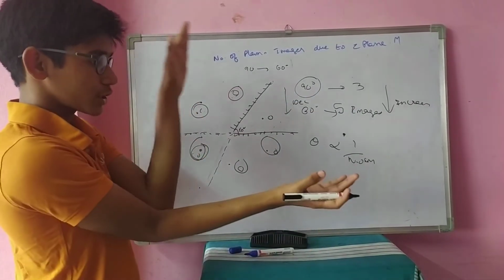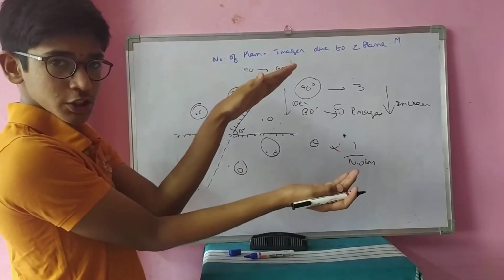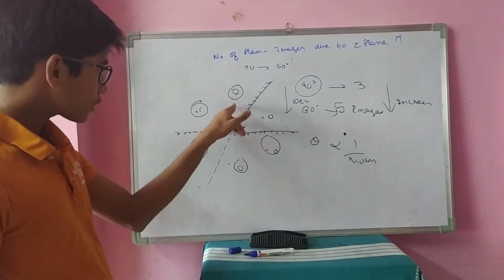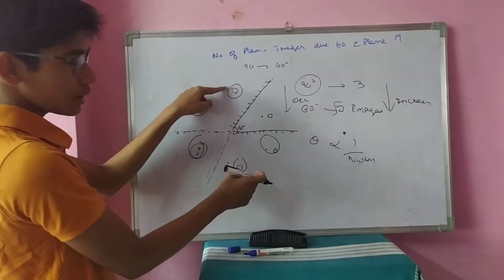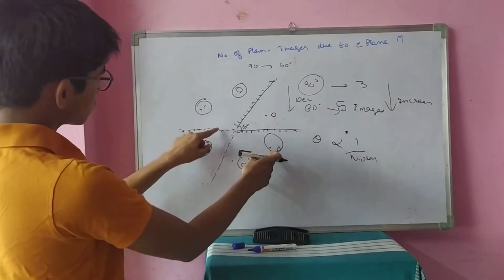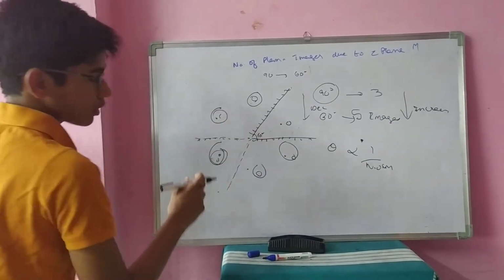First theta is 90, then 3 images are formed. Now I am decreasing to 60. How many images are formed? 2 images are formed generally by the plane mirrors, and this image acts as an object for this plane mirror to form this, and the coinciding images form one.